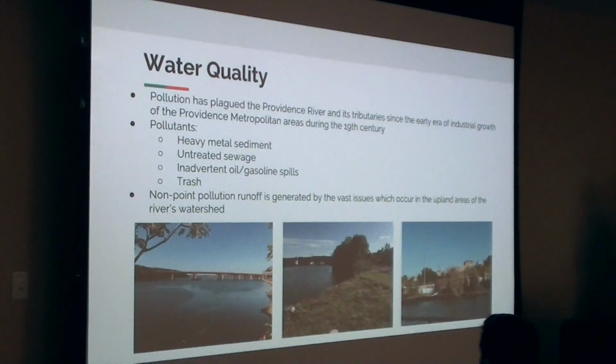So the water quality of the Seekonk has been a problem for a long time, mostly because, if you think about the watershed picture we saw before, all the pollution that's coming through that watershed is coming down into the Seekonk, and a lot of the industrial growth in that whole area has resulted in the industrial pollution that is present. Some of the pollutants are heavy metal sediment, untreated sewage, inadvertent oil and gasoline spills, as well as trash. And some non-point pollution runoff is generated by the vast issues which occur in upland areas of the river's watershed.